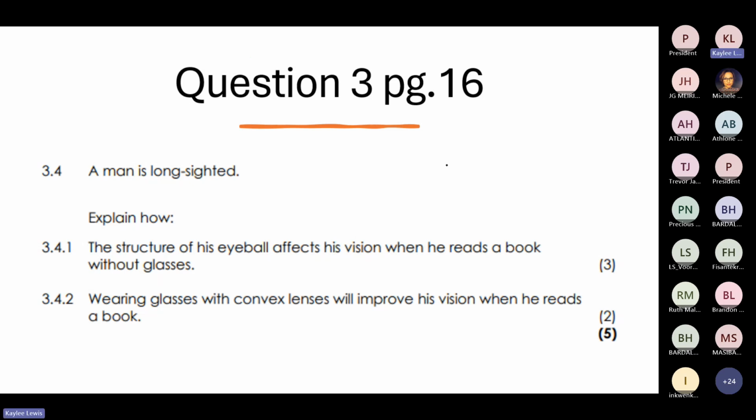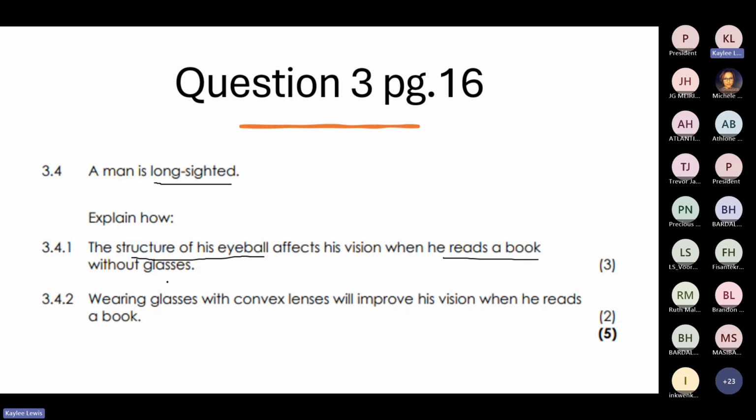Okay, so this question has to do with our visual defects. That's why it's so important that you understand the visual defects properly. So 3.4 says a man is long-sighted. So remember, long-sighted, they can see far, but they can't see near. So the first question, 3.4.1 says, explain how the structure of his eyeball affects his vision when he reads a book without glasses. Okay, so there's quite a bit of information in there, and it is for 3 marks.